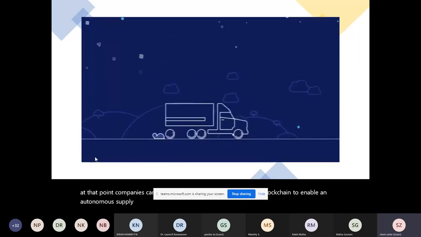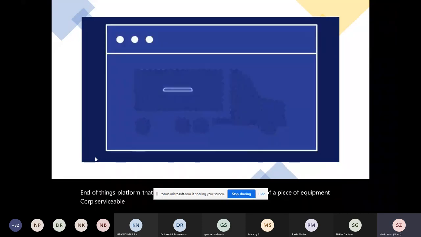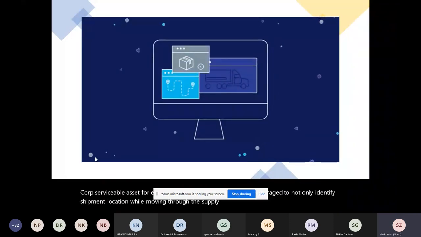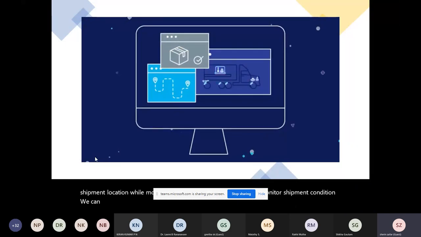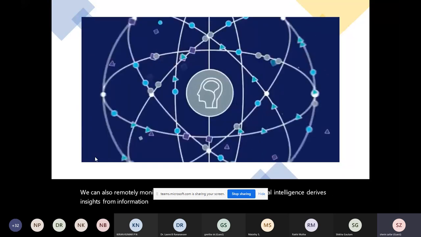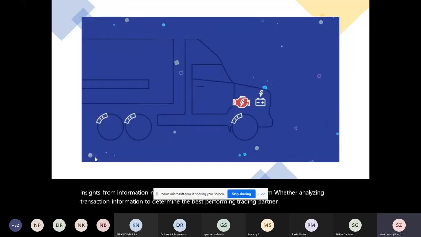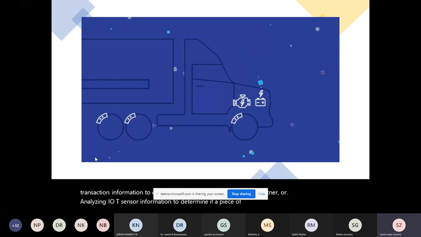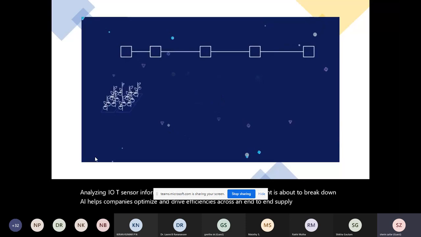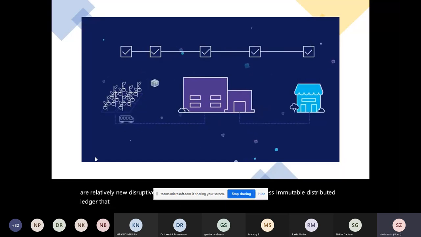Leveraging an Internet of Things platform allows companies to create a digital twin of a piece of equipment or serviceable asset. For example, IoT sensor information can be leveraged to not only identify shipment location while moving through the supply chain, but also monitor shipment condition. We can also remotely monitor the condition of the truck systems. Artificial intelligence derives insights from information moving across the digital business ecosystem. Whether analyzing transaction information to determine the best performing trading partner, or analyzing IoT sensor information to determine if a piece of equipment is about to break down, AI helps companies optimize and drive efficiencies across an end-to-end supply chain. Blockchain, a relatively new disruptive technology, in its simplest form, is a trustless, immutable distributed ledger that can archive information from across the extended enterprise.